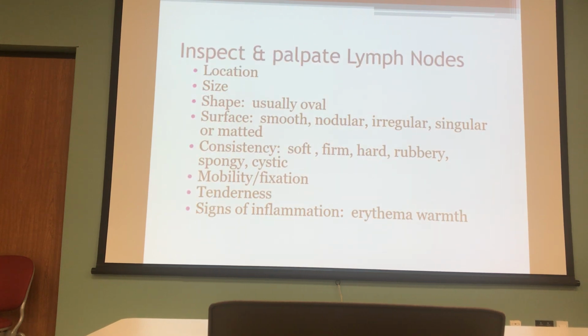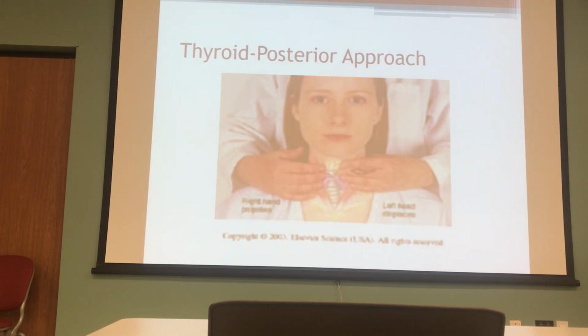When you're palpating, remember location, size. They're usually oval if you can feel them, but most of the time you can't. Soft. If they're hard, rubbery, and non-mobile, it's probably cancer. Signs of inflammation, pain or erythema, are usually signs of inflammation. Okay? All right.